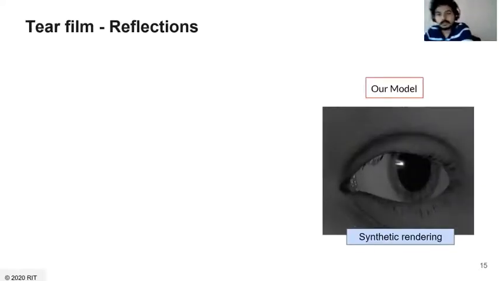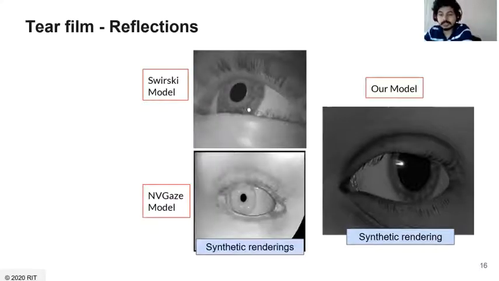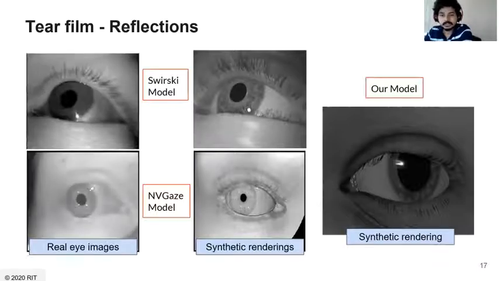Tear film. The reflections are caused by the light source from the eye tracker. There is a thin layer outside the eye covering the entire eyeball. In the previous synthetic renderings, as you can see, the reflections are very sharp. But if you compare that with real eye images, the reflections are not that sharp. For that reason, roughness was added to the tear layer, which smoothens the edges, giving a streak effect on the reflections.